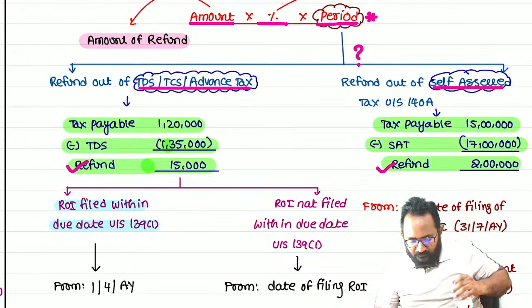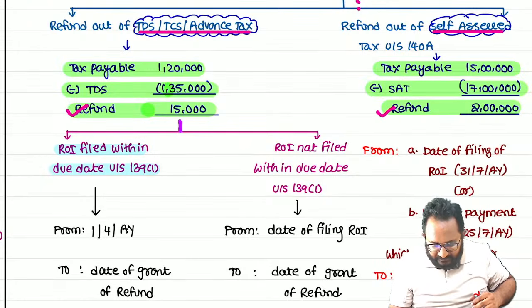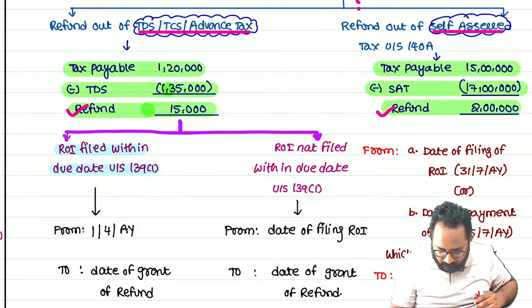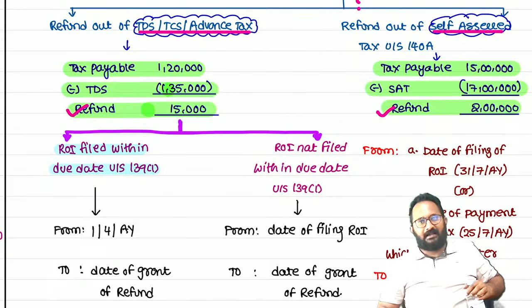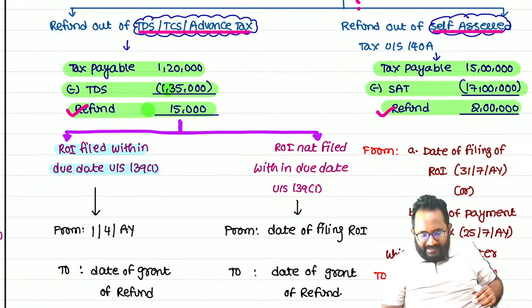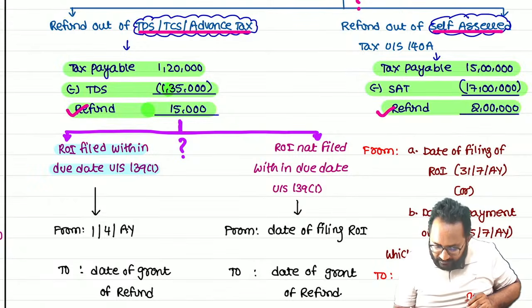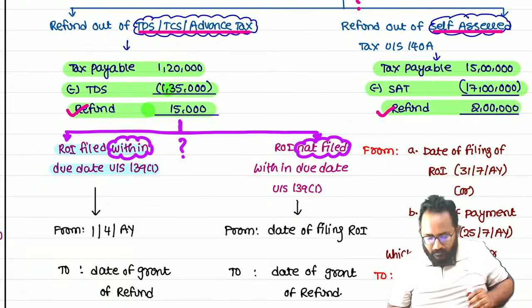Now, first we'll discuss if the assessee is getting the refund from TDS, TCS or advance tax. Suppose he is a salaried employee, how will he get the refund? From TDS, TCS or advance tax. Now, again please ask whether that person filed the return of income within the due date or not.